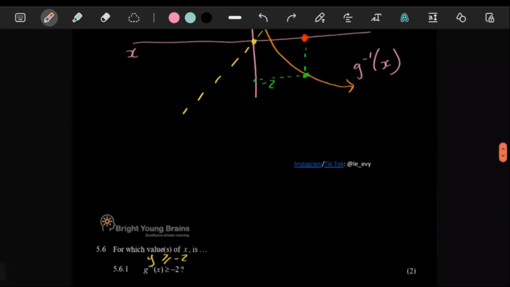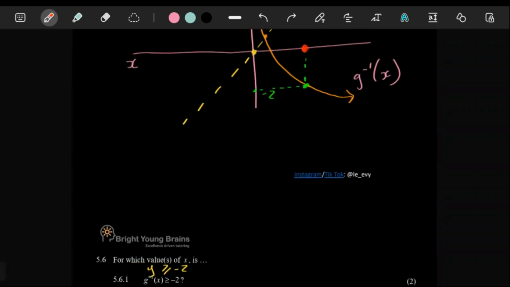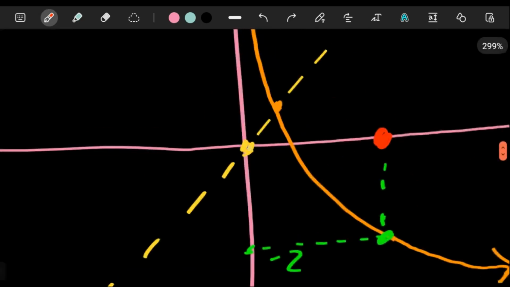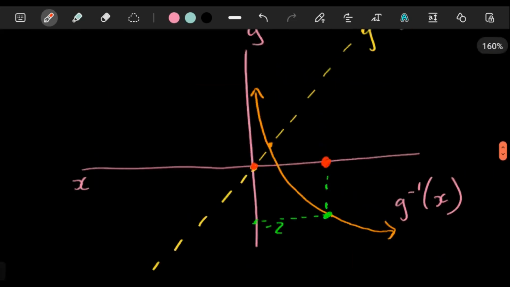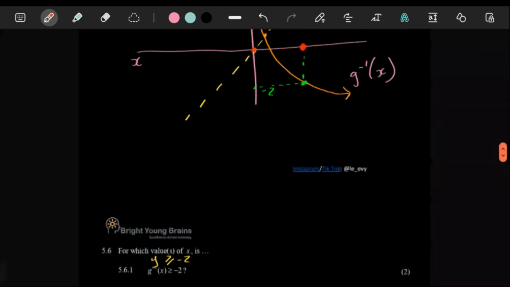So here the question is asking for which x values are the y values above or equal to -2. So that's happening between 0 and whatever this x value is. Because clearly between this x value and 0 here, that's the portion where your y values are bigger than -2. So for us to answer our question, we have to find out what this x value is first. Now to find out this x value, we just have to throw -2 into the equation of our inverse.